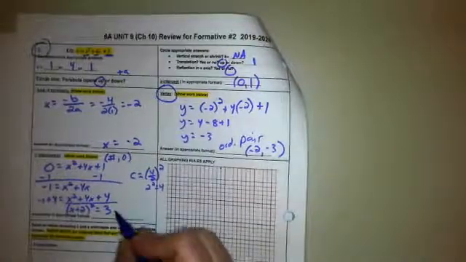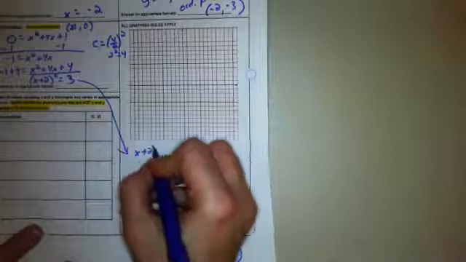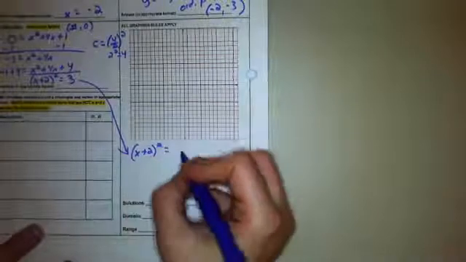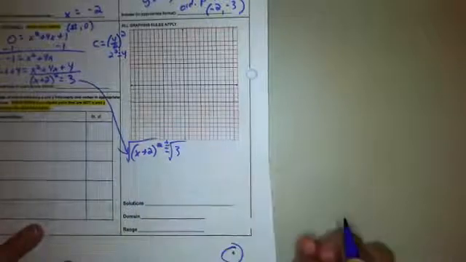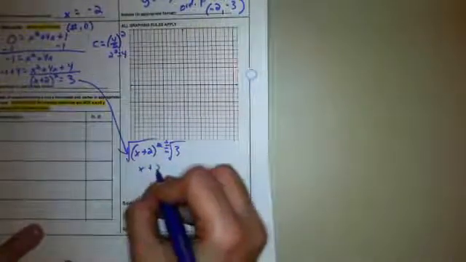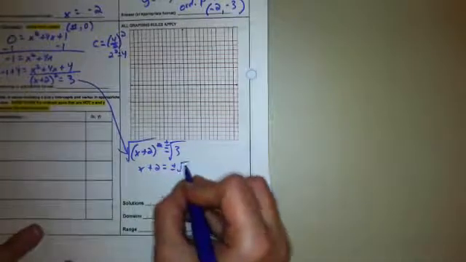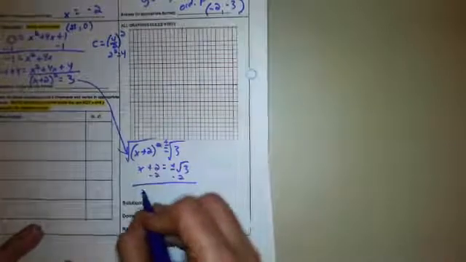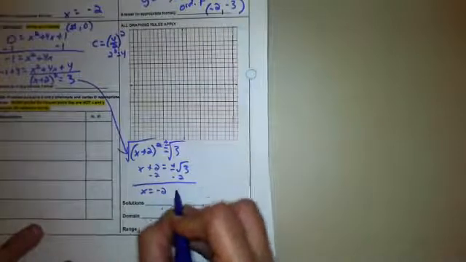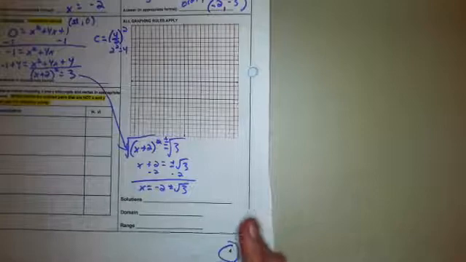Okay, I'm going to bring that down here so I can have some room to work. We have (x + 2)² = 3. I'm going to take the square root because that's how you get rid of a square, positive or negative, and we get x + 2 equals the positive or negative square root of 3. I'm going to subtract 2, and I get x = -2 ± √3. And that's going to be my exact answer, okay?